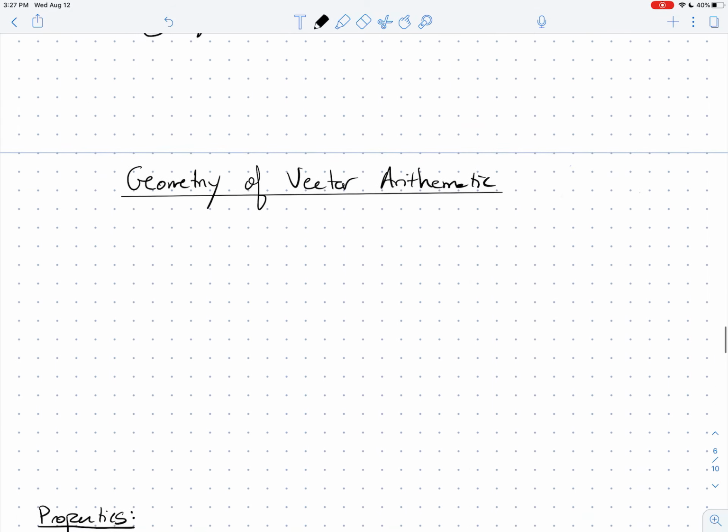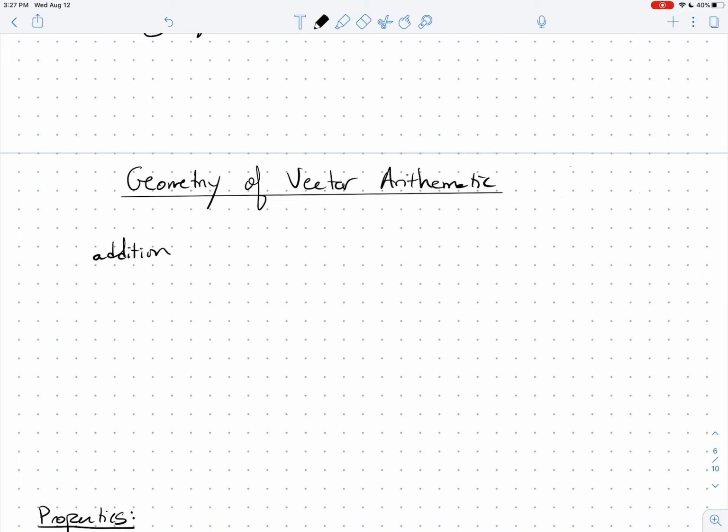All right, so let me show you how you can visualize this. So let's suppose that I have two vectors, u, and I have a vector v. And I want to talk first about addition. They're going to be different pictures.